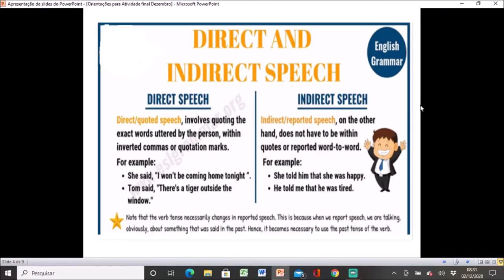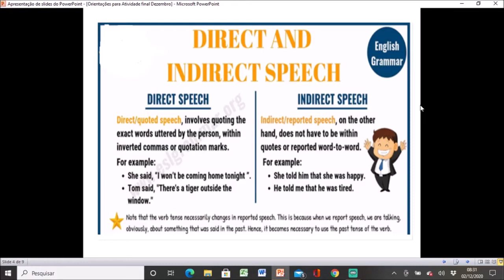Direct and indirect speech. Então, first, direct speech. Direct quoted speech involves quoting the exact words uttered by the person within inverted commas or quotation marks. For example, she said, "I won't be coming home tonight." Tom said, "There is a tiger outside the window."